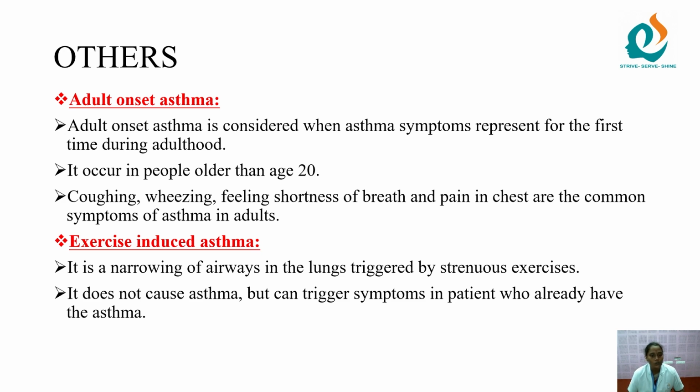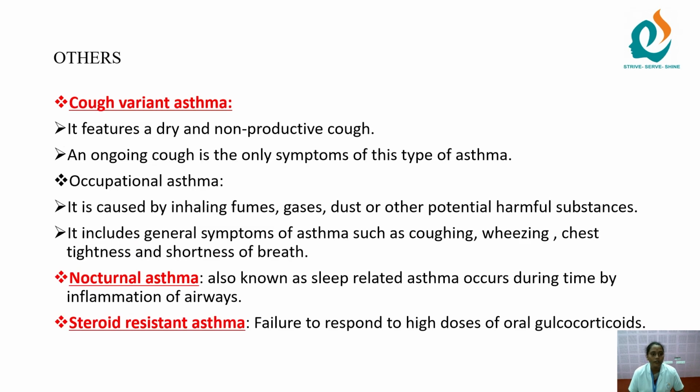Then exercise induced asthma is a narrowing of the airway in the lungs triggered by strenuous exercise. It does not cause asthma but can trigger symptoms in patients who already have asthma. Then cough variant asthma features a dry and non-productive cough. An ongoing cough is the only symptom of this type of asthma.